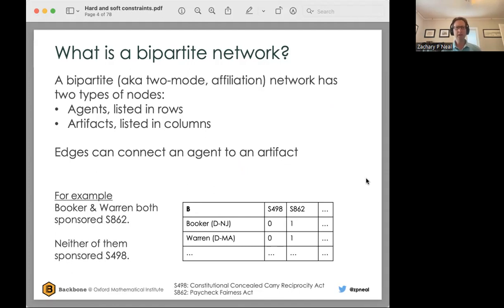We can imagine a bipartite network of senators and the bills that they've sponsored. For example, this little snippet of an incidence matrix shows Senators Booker and Warren as agents and Senate Bills 498 and 862 as artifacts. You can see we could extend this to many rows and many columns. In a bipartite network, edges connect agents to artifacts. In this example, we see both Booker and Warren sponsored Senate Bill 862, the Paycheck Fairness Act. But neither of them sponsored Senate Bill 498, the Constitutional Concealed Carry Reciprocity Act, which would have made it easier to carry concealed weapons.